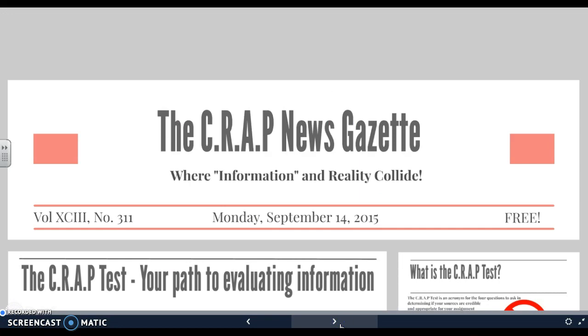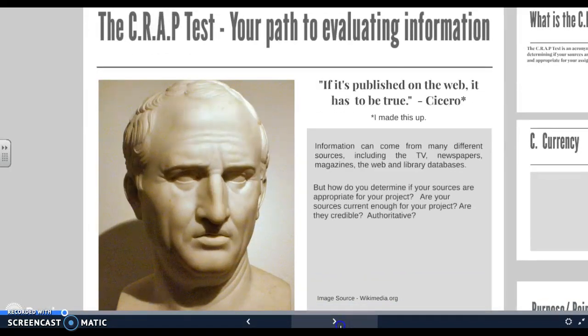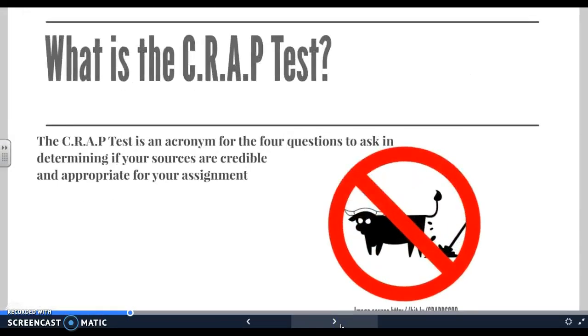So your CRAP test is where your information and reality actually come together. So that way we can see if it is a good resource or not. It's a way just to evaluate the information. You're looking at the different ways to gather information and you're thinking, is this really accurate, good information? So this is an acronym. Please don't even look at that picture. I can't even look at that picture and talk.